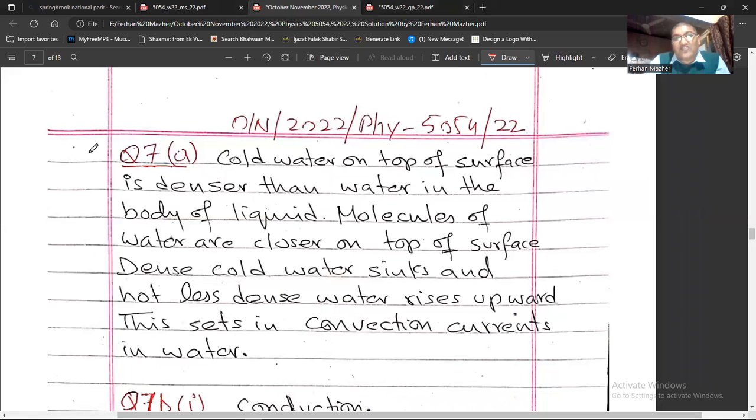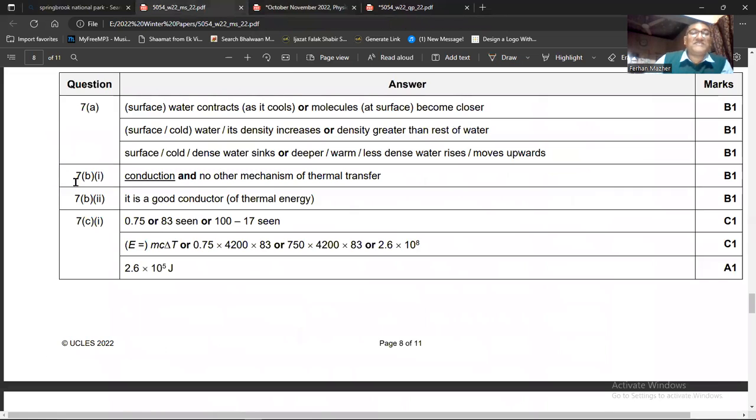So here is the written answer, which I think can be the answer, and I always hope that you can write a better answer. This is just an idea of how the answer should be written. Cold water on top of the surface is denser than the water in the body of the liquid. Molecules of the water are closer on top of the surface. On the top surface, dense cold water sinks and hot, less dense water rises upward. This sets up convection currents in the water. That's question number 7, A part.